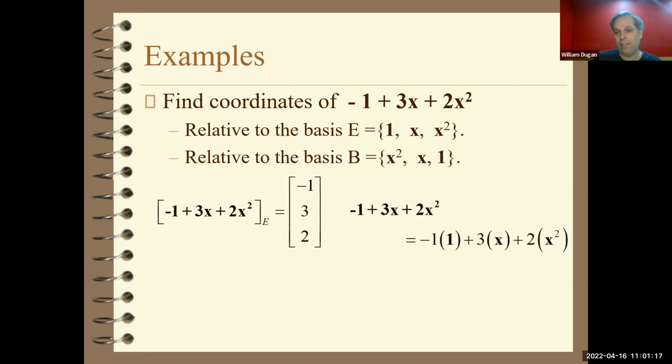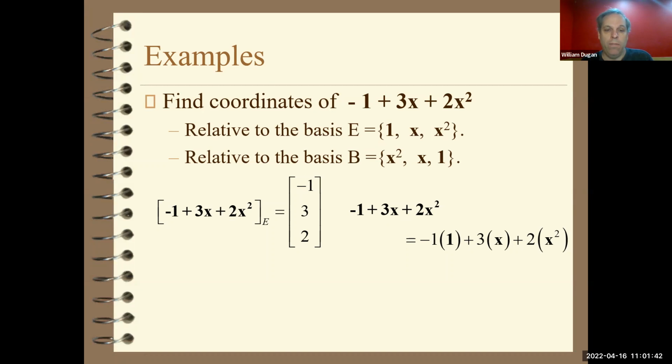So relative to basis E, the vector -1 plus 3x plus 2x squared relative to E would be the column vector -1, 3, 2. Because by definition, if I use these scalars in this order as a linear combination for the basis E, I should get the vector -1 + 3x + 2x squared. And indeed, you see, I do.